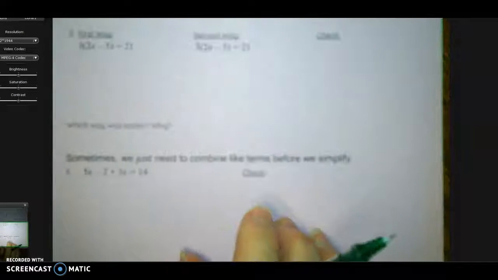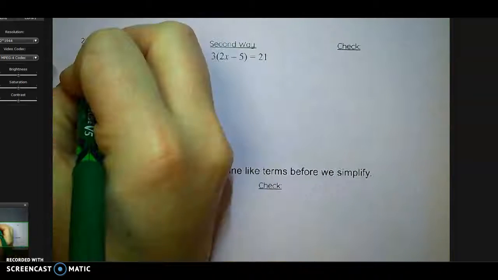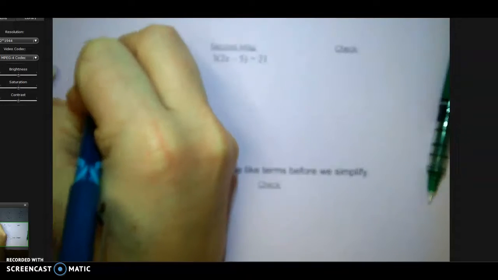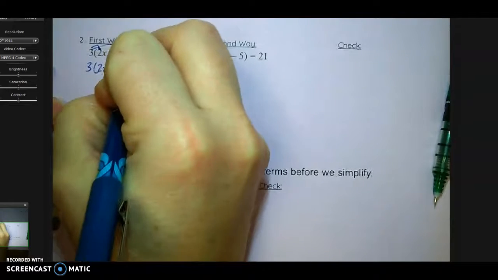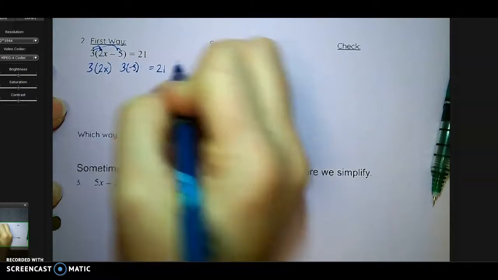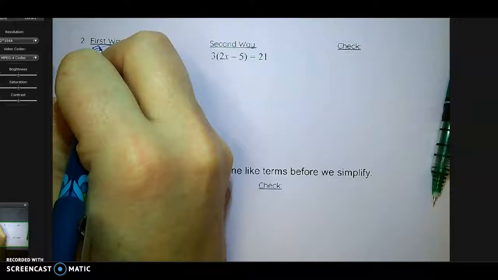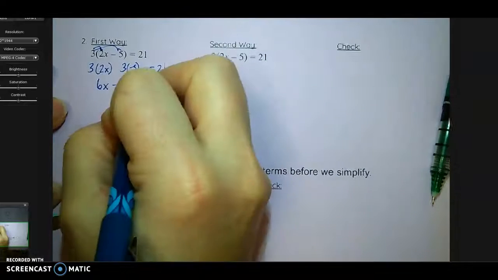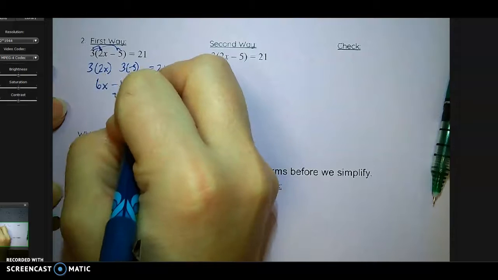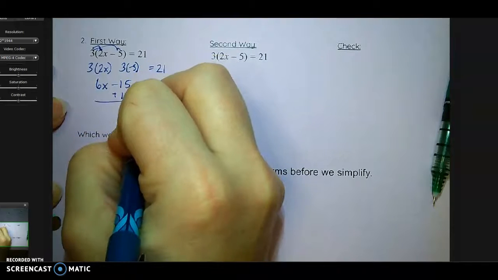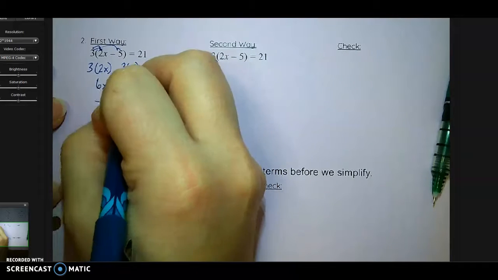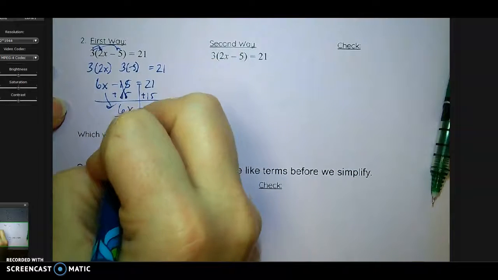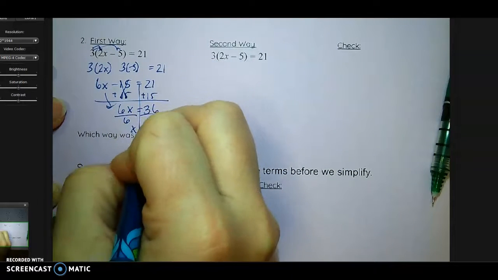So I'm going to show that again. I'm going to show both ways. So once again, I could start out and I could do the distributive property and get 3 times 2x and 3 times negative 5. Remember, don't forget that equals 21 there. Don't lose that. So I'm going to get 6x minus 15 equals 21. Drop my line, add 15 to both sides. Those 15s cancel out. Sorry, my hand's in the way there. I'm going to divide by 6, and x equals 6.